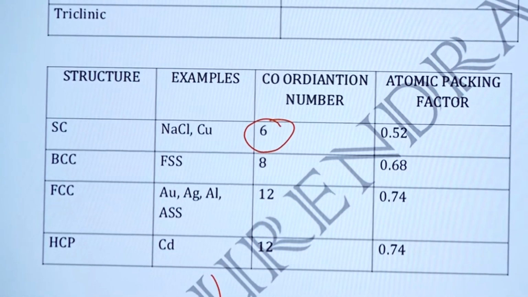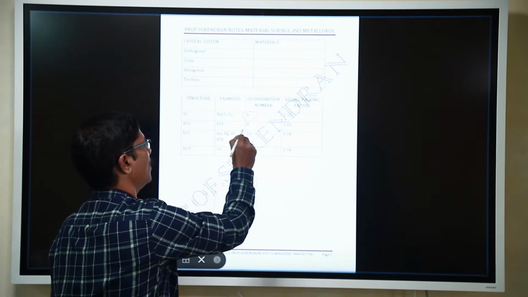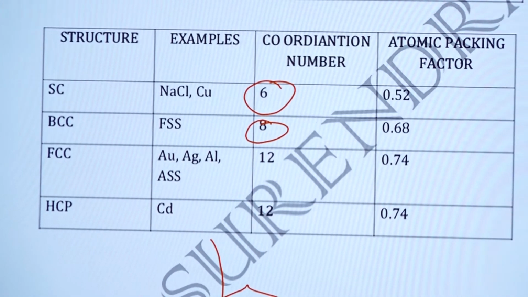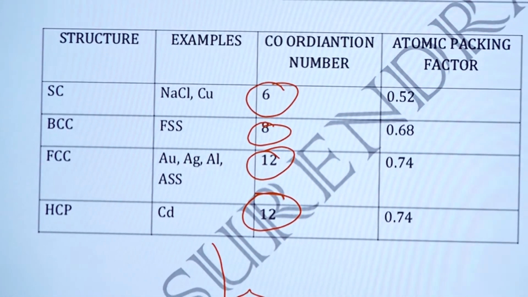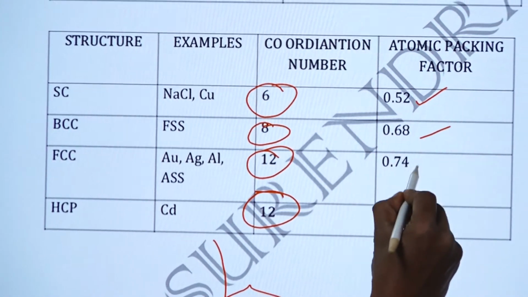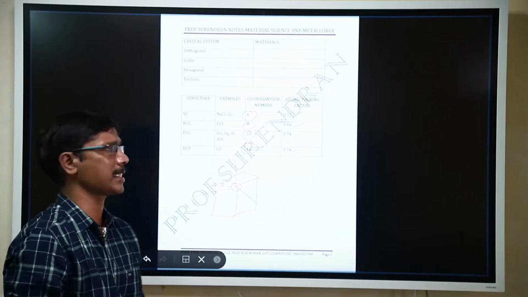So for body center cubic it is 8. For face center cubic the coordination number is 12 and for HCP it is 12. So this thing we already discussed. It is the atomic packing factor in terms of fraction.